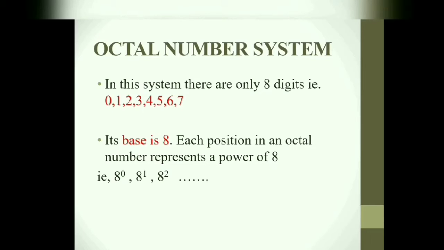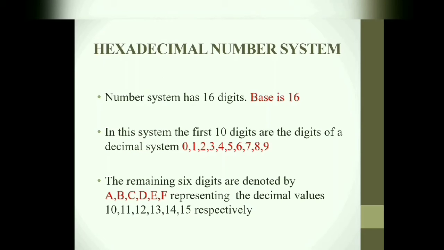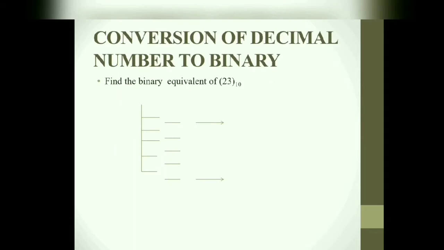And next one, octal number system. It has 8 digits, 0 to 7. So base is 8. And each position in an octal number represents a power of 8. The last one is hexadecimal number system. It has 16 digits, so base is 16. The first 10 digits are 0 to 9, that is digits of a decimal system. The remaining 6 digits are A to F, representing decimal values 10 to 15.